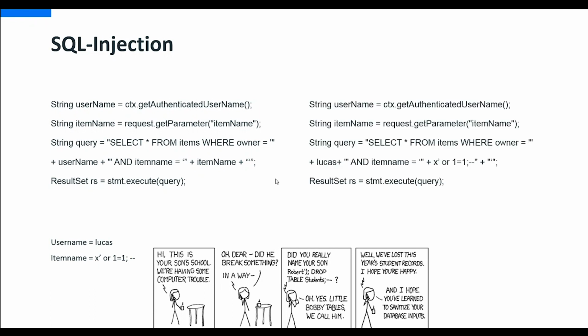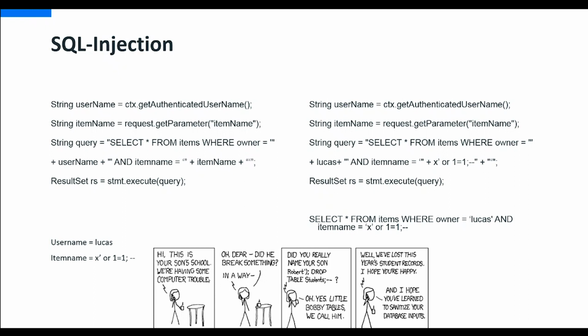So if we enter that stuff in here, we get something like this right now. Select star from items where owner equals Lucas and item name equals X or 1 equals 1. And then we end the SQL statement and put everything else in comment. If we execute this one, just to make it more obvious, we have here select star from items where owner equals Lucas and item name equals X or 1 equals 1. That actually allows us to see the full result, in this case, of the table items.